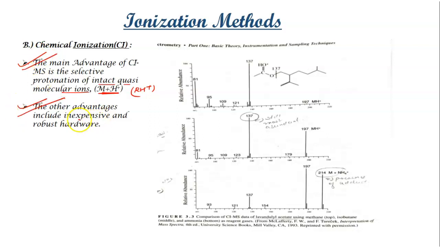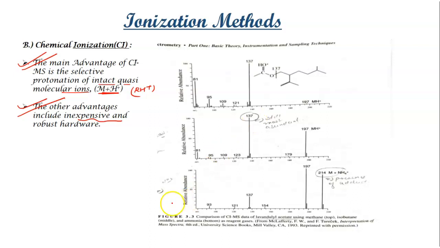Another advantage is that it is inexpensive. This particular method has inexpensive and robust hardware. Do you understand what that means? If this method is inexpensive, you can easily use it to ionize your given sample. So that is one thing occurring over here.